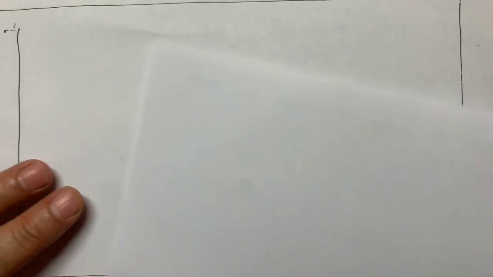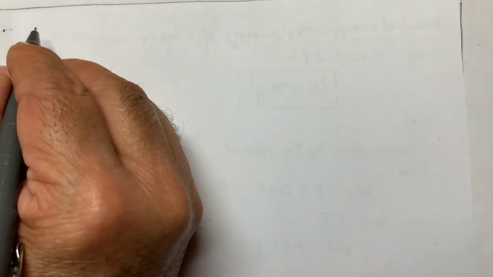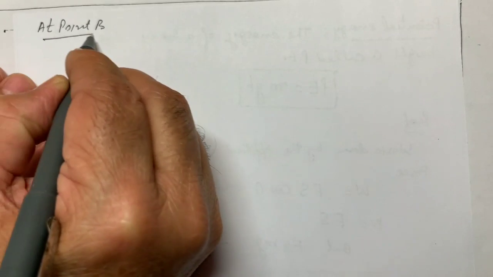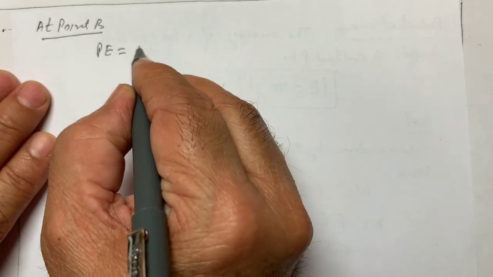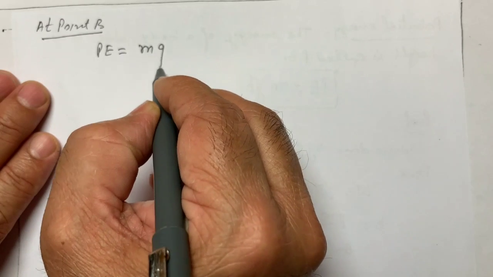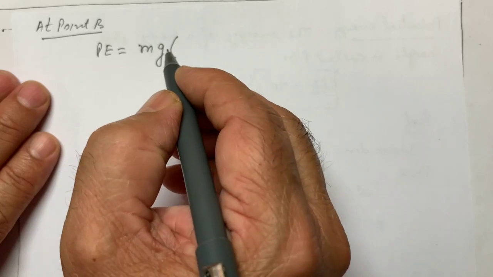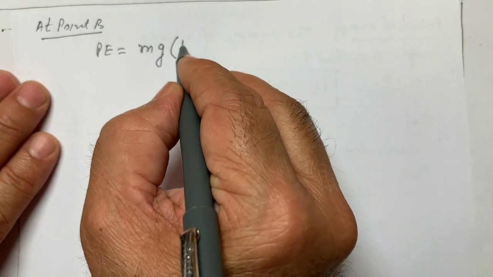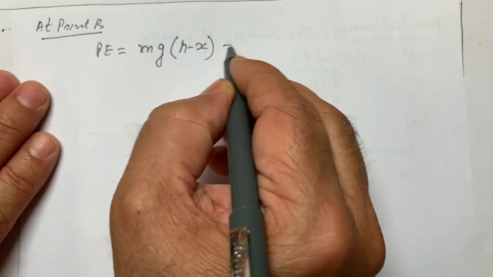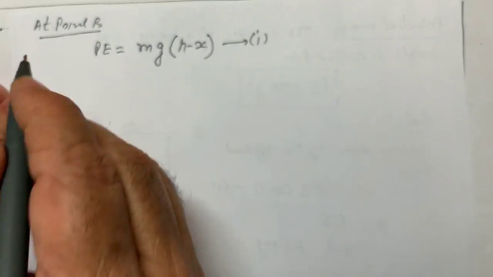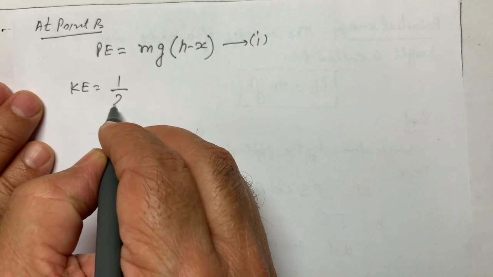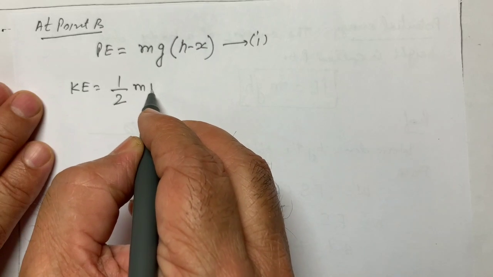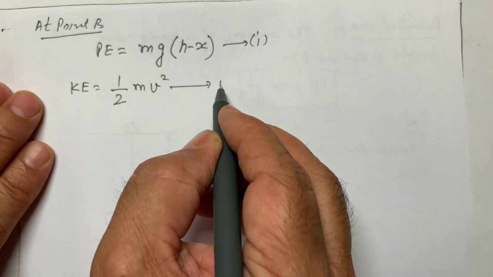Now at point B, potential energy is always due to height, mass of the body m into g. What is the height here? The body covers a distance of x, the remaining height is h minus x. So this is the potential energy at point B. Now what is the kinetic energy at point B? At point B, the kinetic energy of the body is half into m into v square.